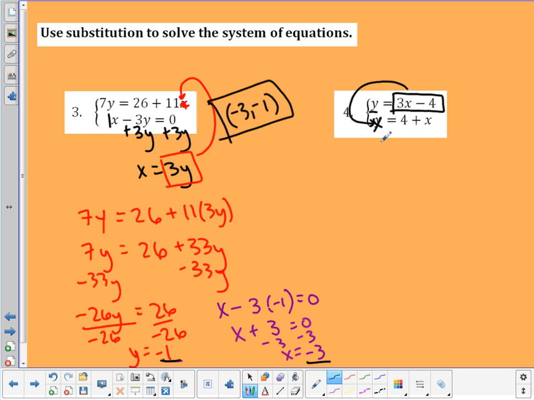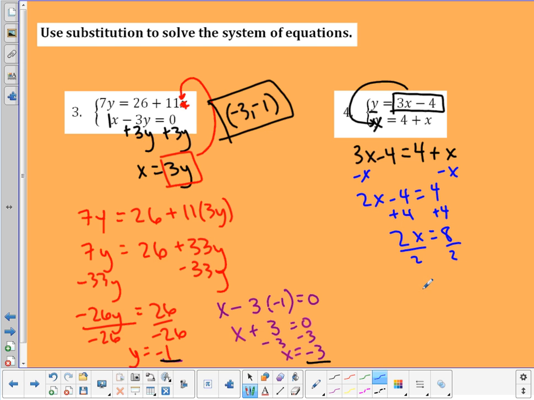So I get rid of y. I plug in 3x minus 4 in its spot, and then I finish out the rest of the equation is equal to 4 plus x. And now solving that, subtract the x from both sides. That gives me 2x minus 4 is equal to 4. Add 4 to both sides, and I get 2x is equal to 8. And divide by 2, I get x equals 4.